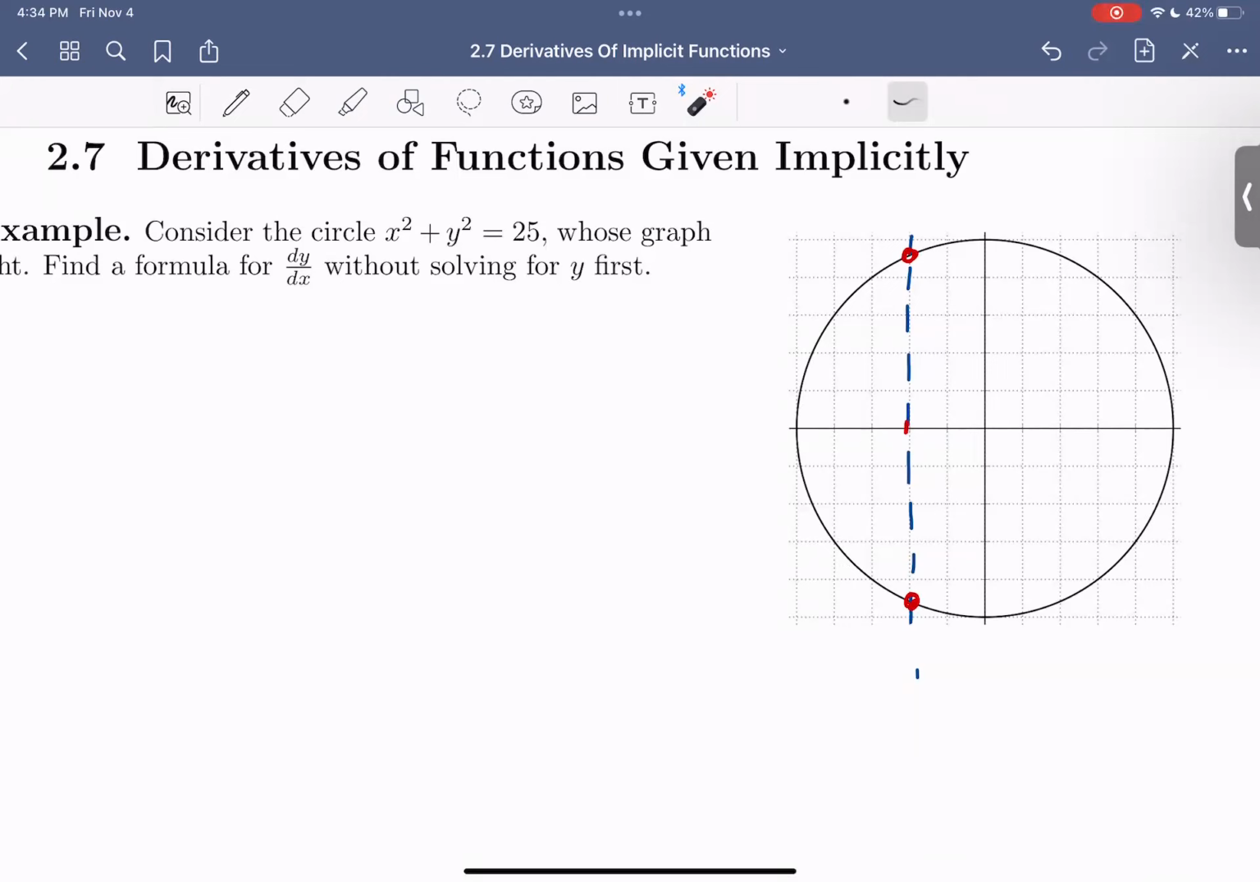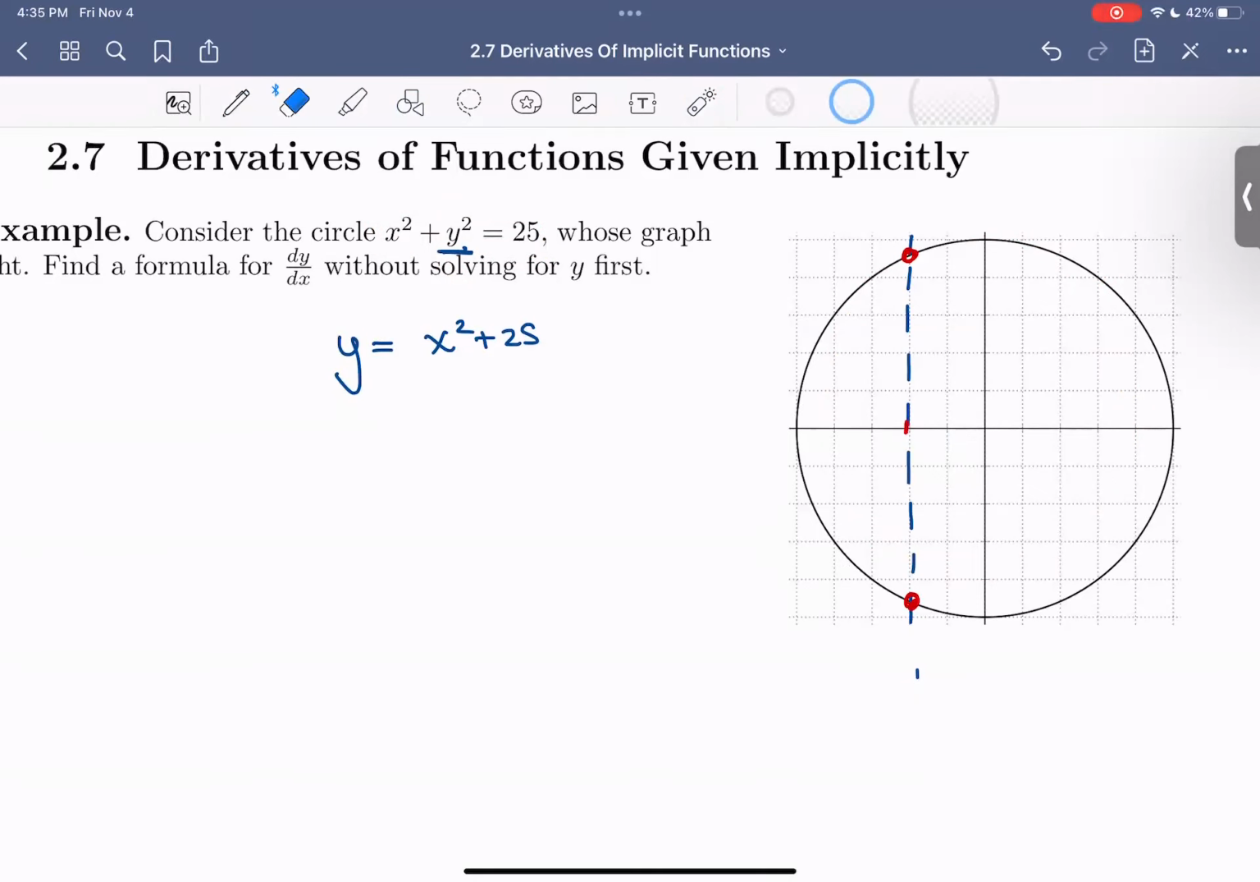What's important is that we still can take derivatives of graphs like this, or equations like this, where y is not isolated. What we've been seeing so far are just functions like y equals x squared plus 25. But we've never been in this situation where y is within the equation that we're looking at.